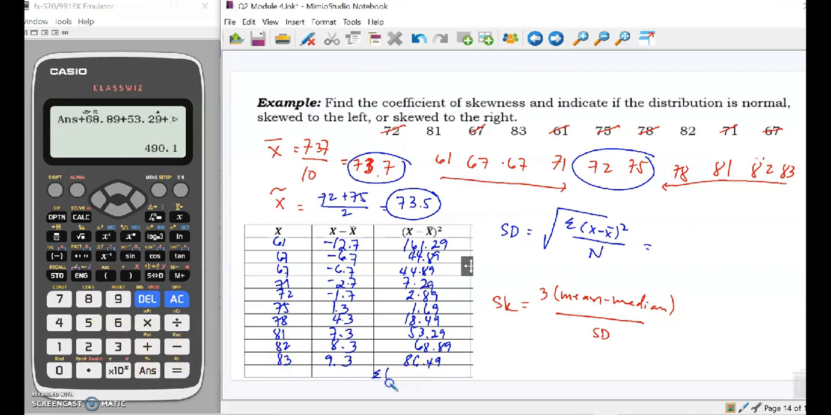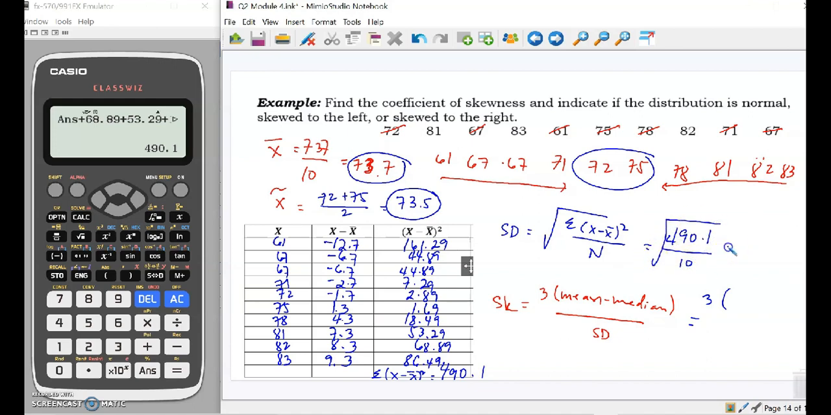So the summation of the square of the difference of the score and the mean is 490.1. Okay, let me fix that. That would be 490.1. So I'm almost there. So this is 490.1 over n, which is 10.